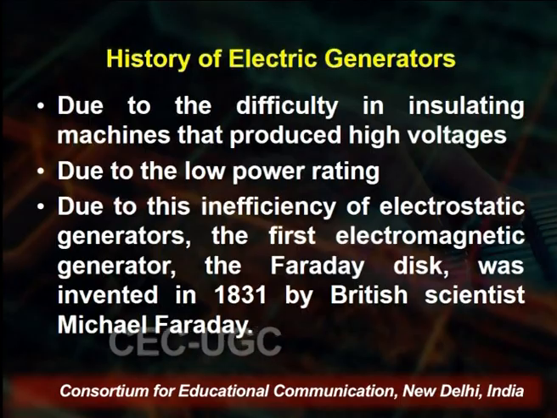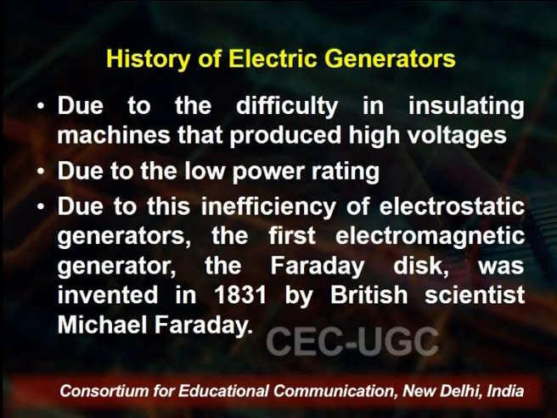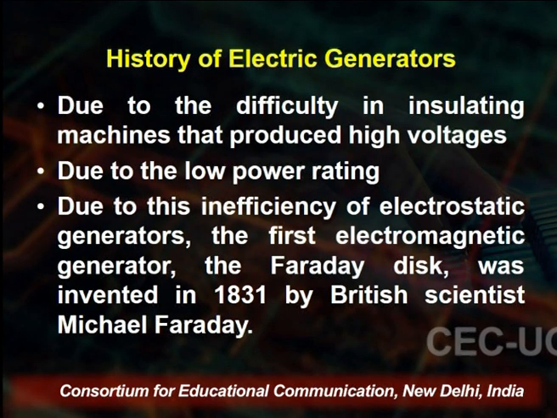Electric generators were used before the relationship between electricity and magnetism that I discussed. These generators operated on the electrostatic principle. Electrostatic generators were never used for generation of commercially significant quantities of electric power for the following reason. Number one, it is due to the difficulty in the insulating mechanism that produces high voltage.